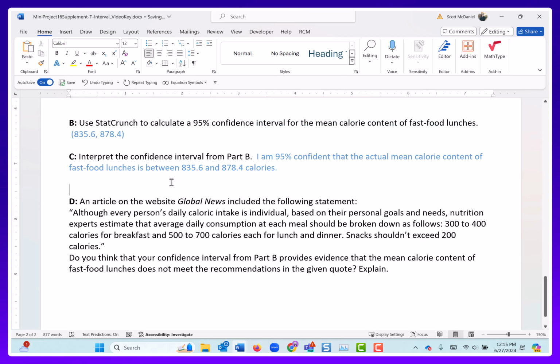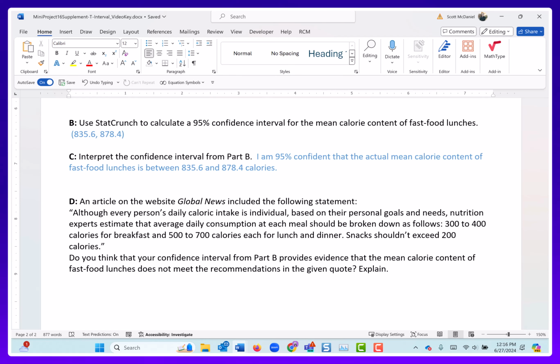So the last part, an article, website Global News, included the following statement. Although every person's daily caloric intake is individual, based on personal goals and needs and nutrition, experts estimate the average daily consumption at each meal should be broken down as follows. 300 to 400 calories for breakfast, 500 to 700 for lunch and dinner, and snacks shouldn't exceed 200 calories. Do you think that your confidence interval for part B provides evidence that the mean calorie content of fast food lunches does not meet the recommendations given?